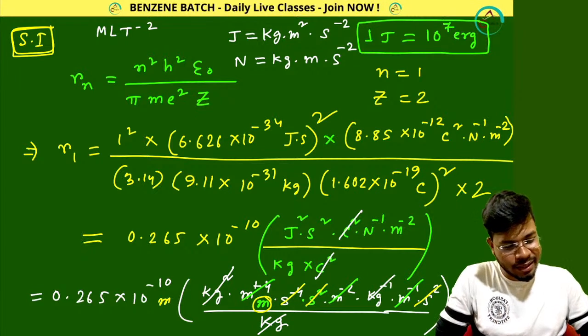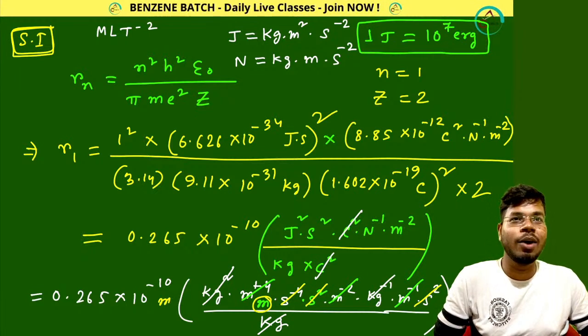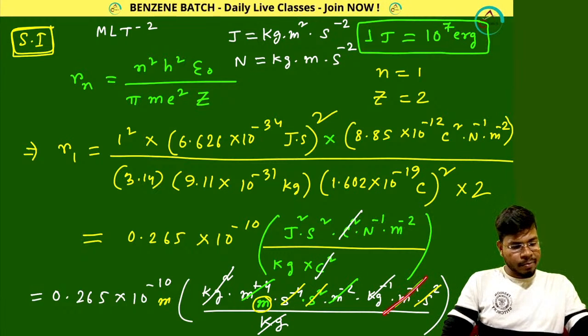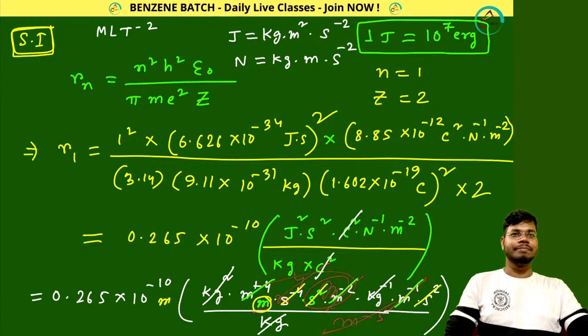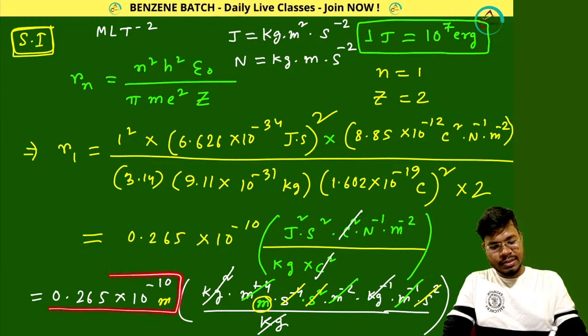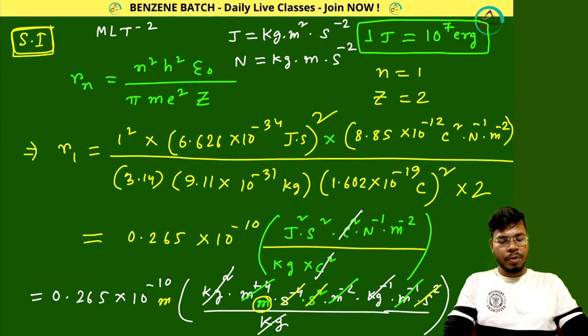How am I getting meter, like meter square? No, I am not getting that. Meter inverse, meter square inverse, m to the power minus 3, m to the power 4 minus 3, 4, only m. That's what I am getting. So my unit will be 0.265 multiplied by 10 to the power minus 10 meter.